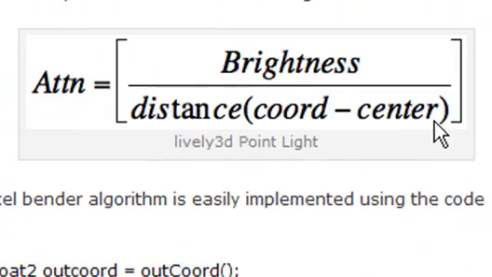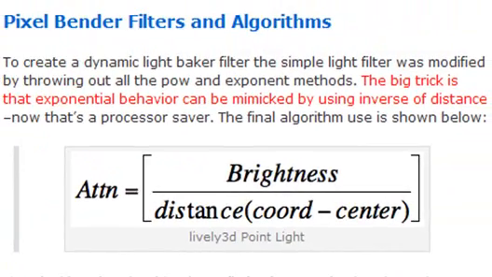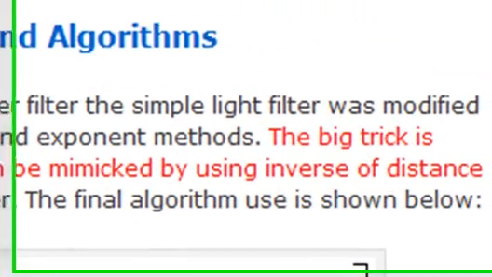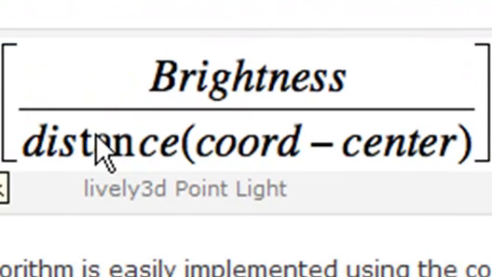We just threw out all the powers, and we ended up with a 1 over distance. And that's a big trick when it comes to creating filters, is that you can get those exponential fallouts, those exponential powers, without taking exponentials by using inverse distance. Hey, now that saves processor time. So our simple brightness equation is just brightness divided by distance, which is simply the coordinate minus the center. We go over that in the previous blog. Just go back and take a look at that.